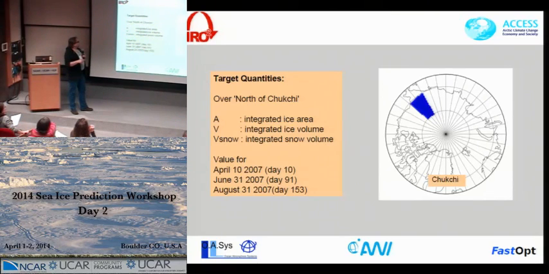Come on, it's really true. You do not need the observations, you need the uncertainties here. The target quantities. We call that Chukchi, but it's not Chukchi. It's north of Chukchi, this area here.